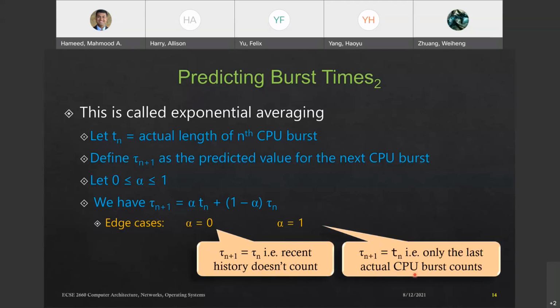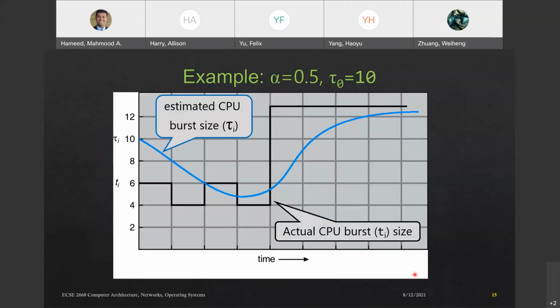All right, let's try to run these and track prediction versus actual. This is alpha is half. And tau 0, what is tau 0? Tau is for prediction, 0 is for initial, right? So your initial predicted value is 10. The black line is the actual CPU burst, t sub i, and the blue line is the predictions. So right away, when you take a look at this, you see that the blue line is kind of following the black line.